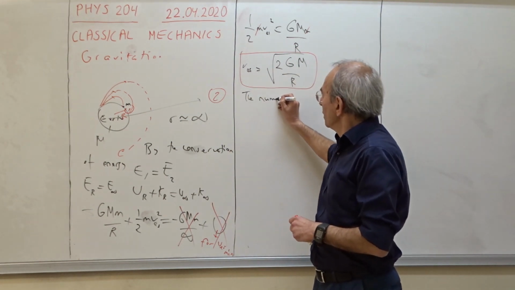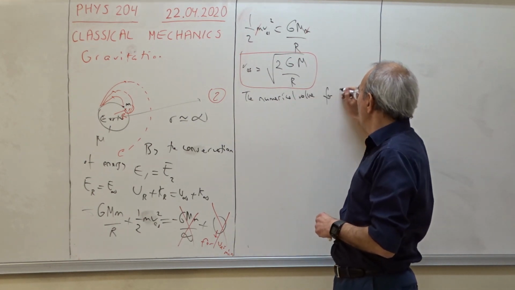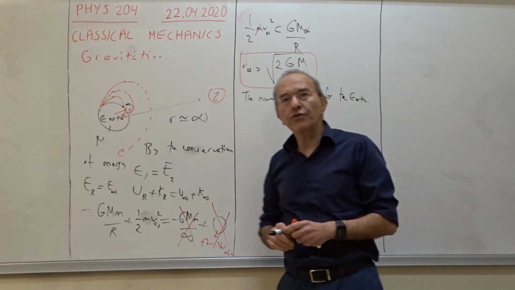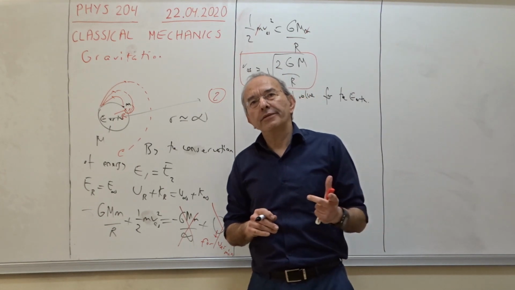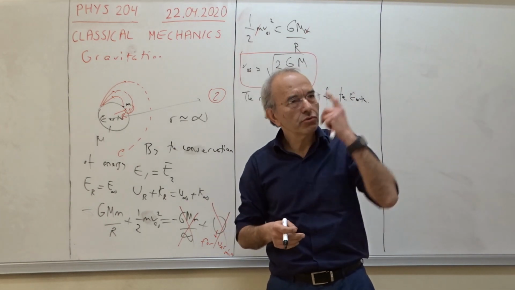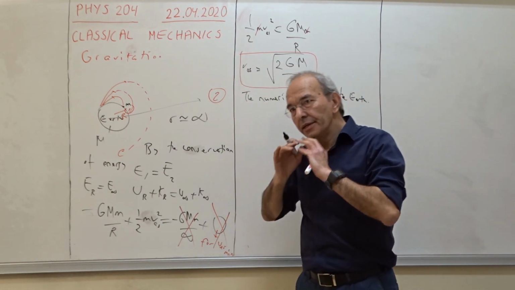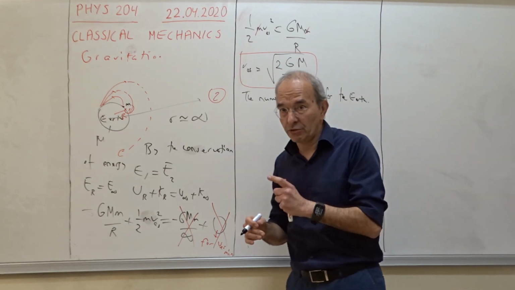The numerical value for the Earth. For instance, if you go out to the garden and send an object, a rocket for instance, to free space, with this much velocity, it is expected not to come back. And let's find that minimum value.